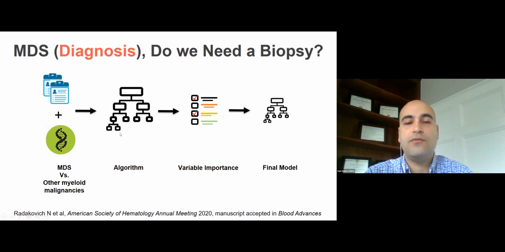We ran these data through machine learning algorithms and extracted the most important features. In other words, we asked the algorithm what the important features were that impacted its decision. We ranked those important clinical features from the most important to the least important, and then we took these features and built the final model.